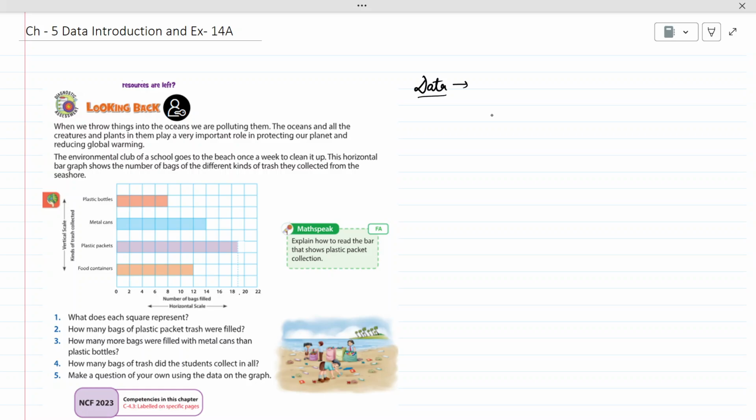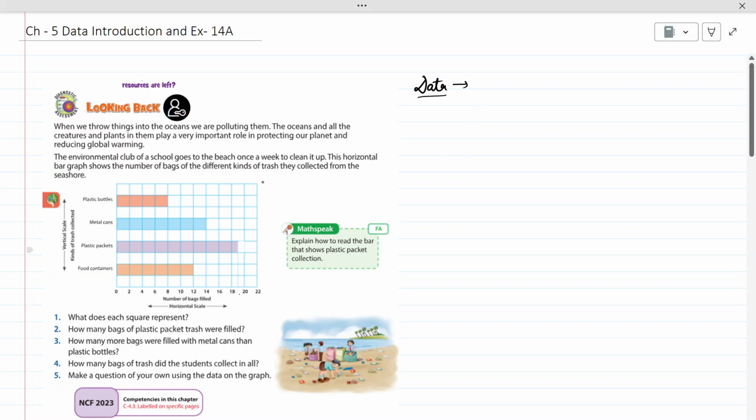Okay, so in this chapter we are going to learn different types of graphs, and a few of them we have already covered in grade 4, like the bar graphs, the circle graph, tally marks, and so on. Okay, so now let's start with this chapter.